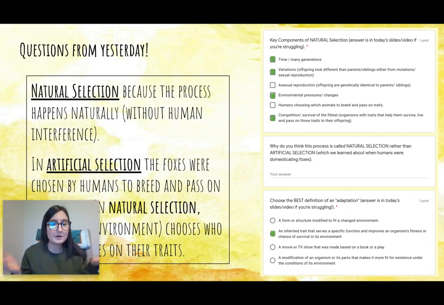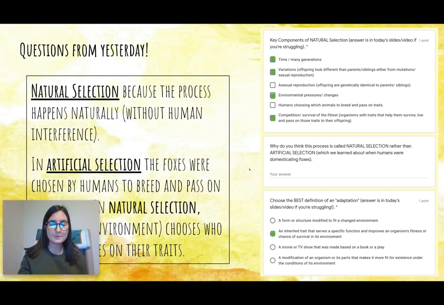So humans aren't picking and choosing which ones live and die. And even the bird isn't really picking and choosing. It's just finding the ones that they can see best, which, depending on the environment, is one moth or the other, if that makes sense. Another important thing is competition or survival of the fittest. So organisms with traits that will help them survive will live, and organisms with traits that unfortunately don't help them survive will probably die or not have babies to pass on those traits.